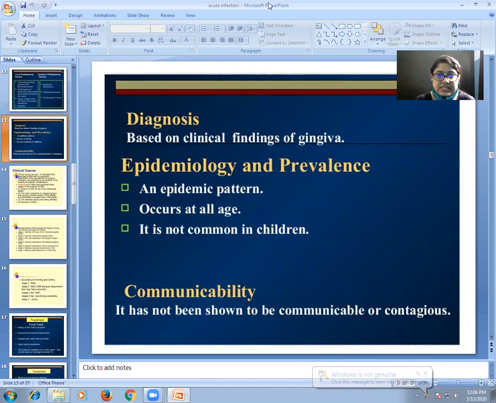So how will you diagnose this disease? This disease is diagnosed by clinical findings. As for the epidemiology and prevalence, it has an epidemic pattern. It occurs at all ages and is not associated with children. It is a non-communicable disease.